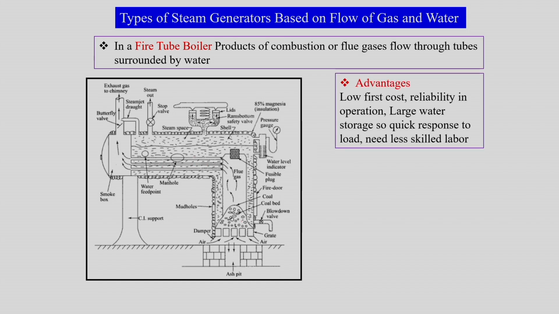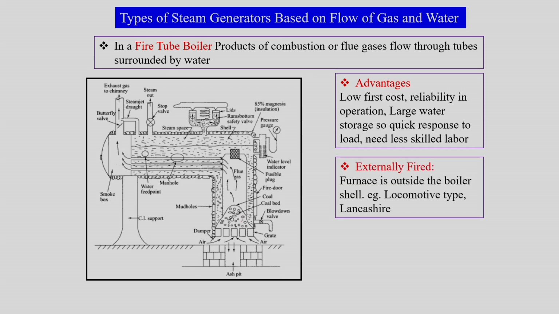The advantages of such boilers are that they are of low cost initially, and they are reliable in operation. We can get a large storage of water, so it is quick in response to the load, and for its maintenance we need less skilled labor. So, these are some advantages of the fire tube boiler.